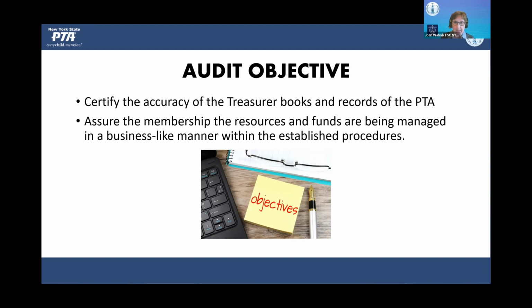PTA bylaws indicate when an audit is to be made, its procedure, and when it should be reported to the membership. Record books should be audited at least once a year, and books should also be audited if the officer is not re-elected and you have a new treasurer, or at any time that a new officer would assume their duties, and of course, any time that it is deemed necessary.